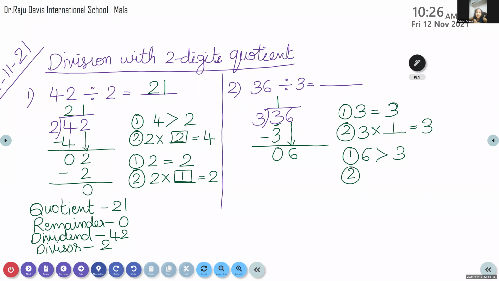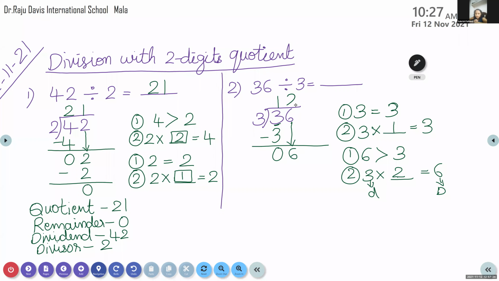6 is there in 3's table. 3 into dash is equal to 6. This 3 is the divisor and this is the dividend, the second digit of the dividend. 3 into 2 is 6. So now this 2 goes above the 6.